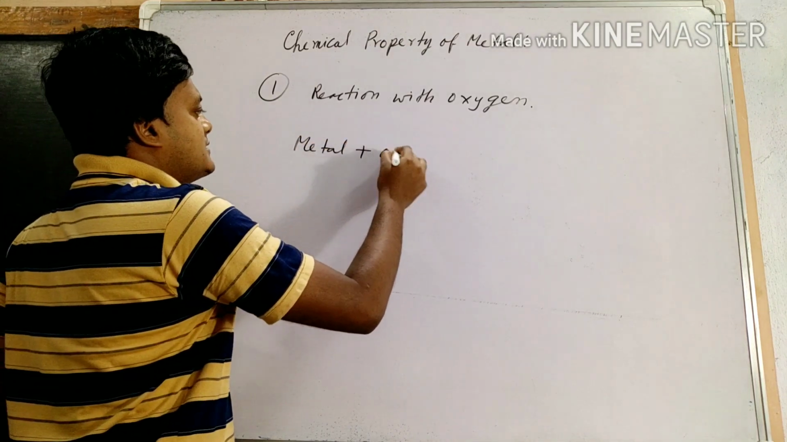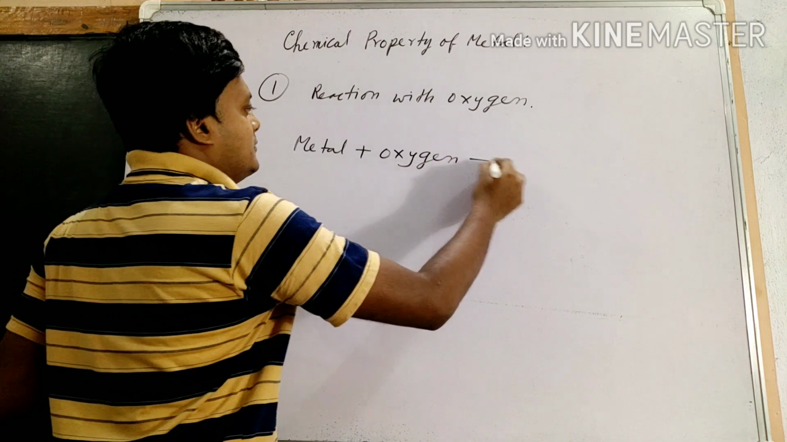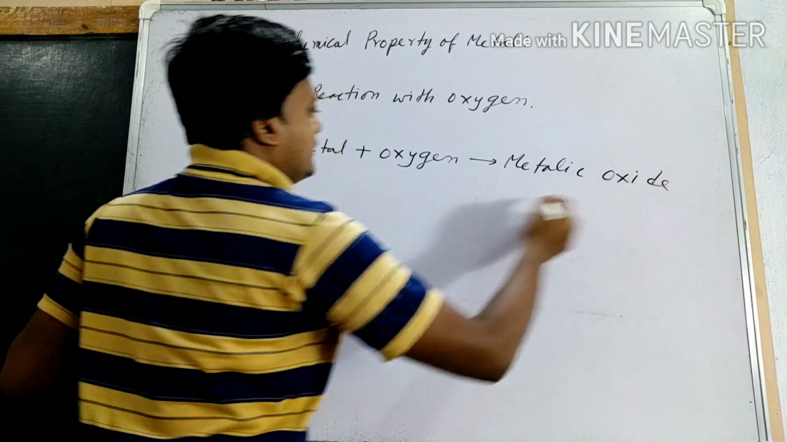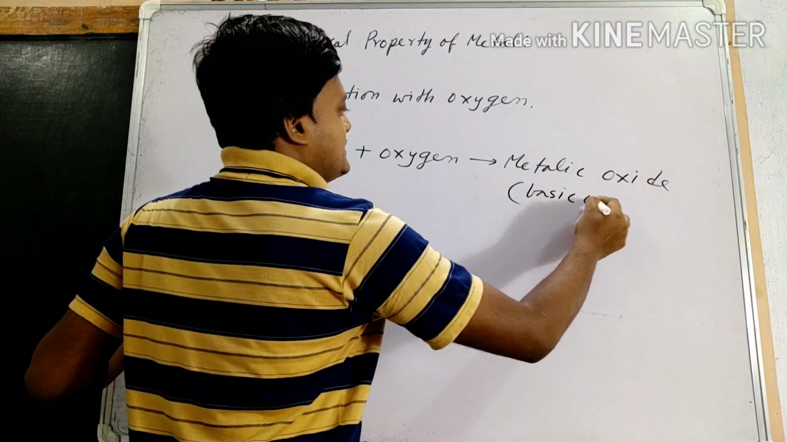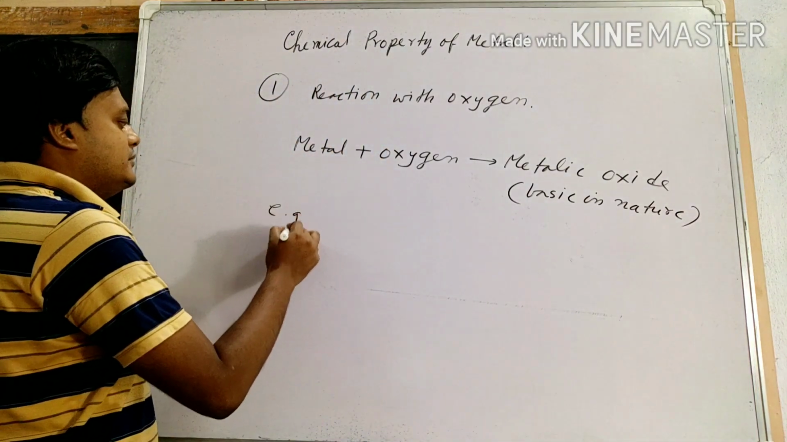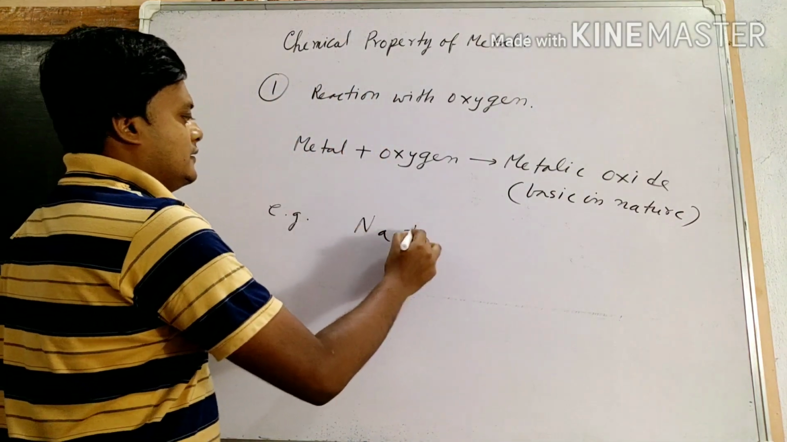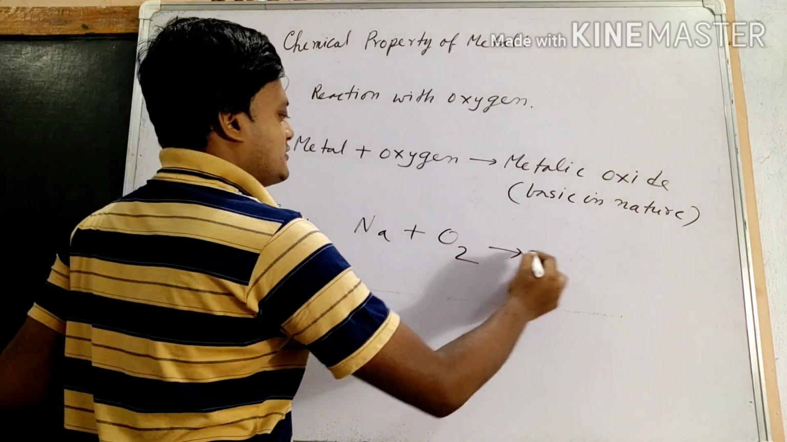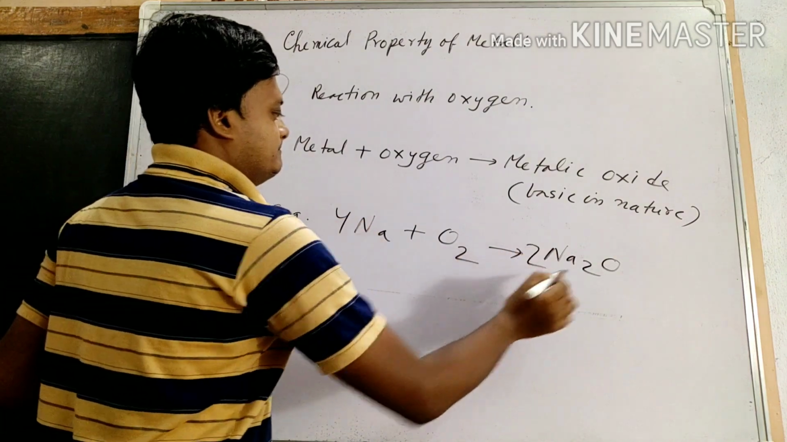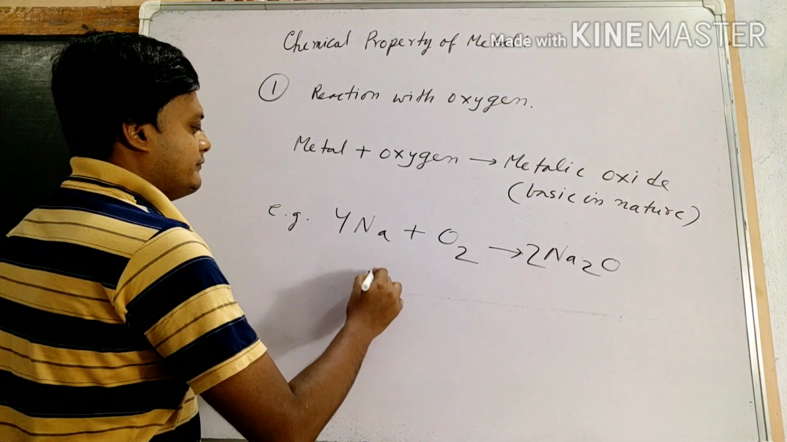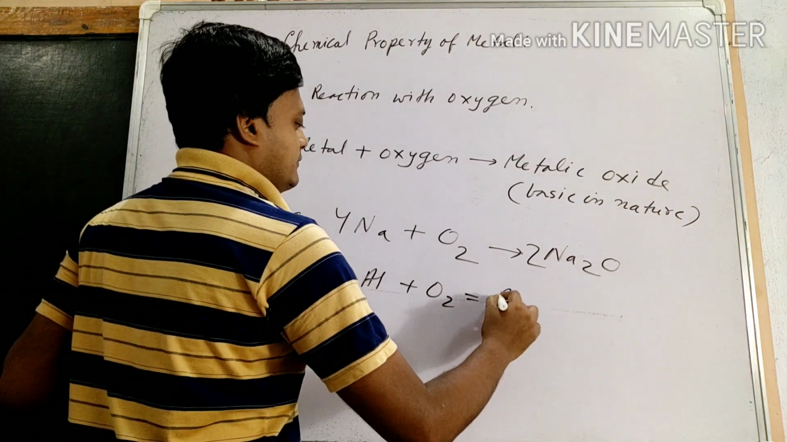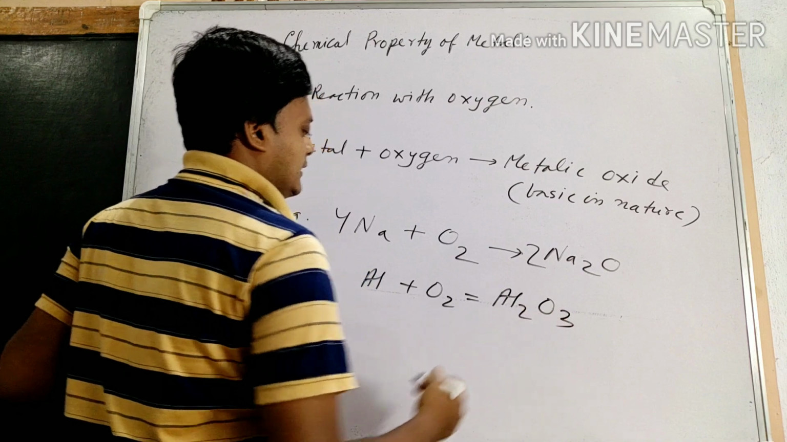Metal plus oxygen gives the product metallic oxide, which is basic in nature. Example, sodium plus oxygen gives Na2O. Next, aluminium plus oxygen gives Al2O3.